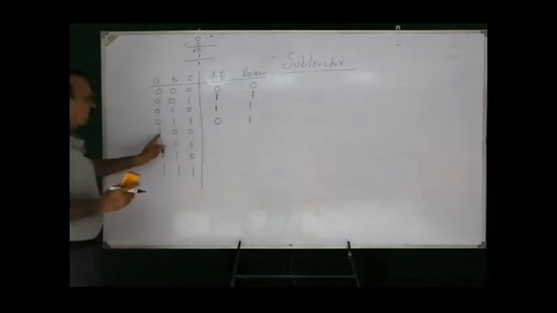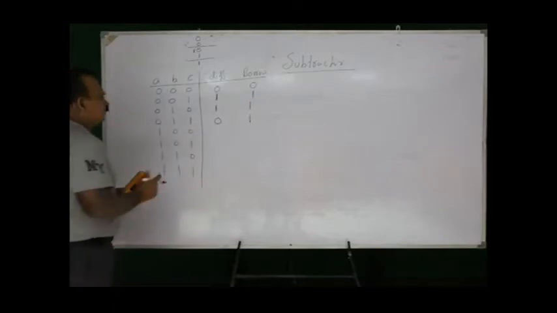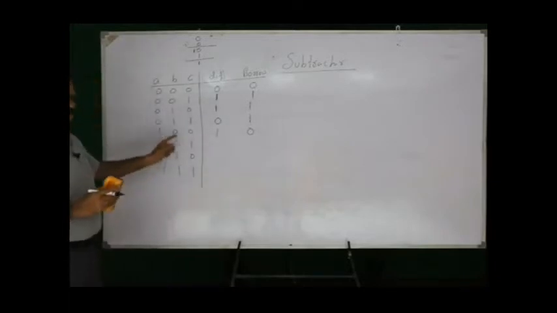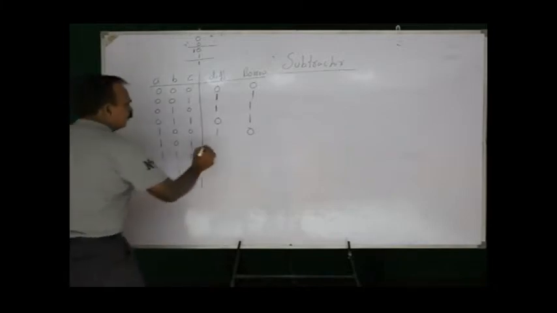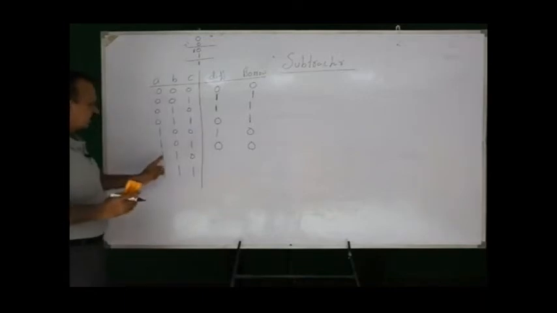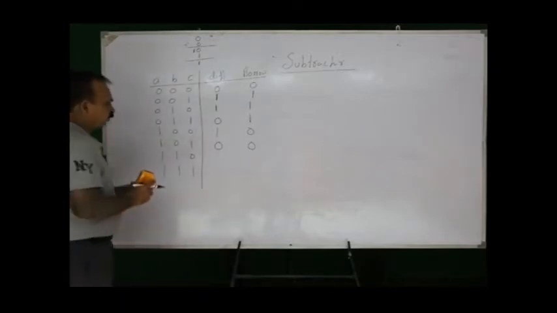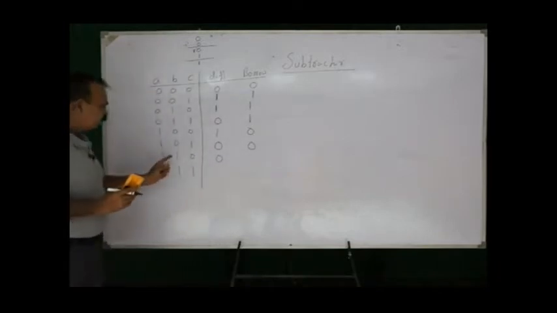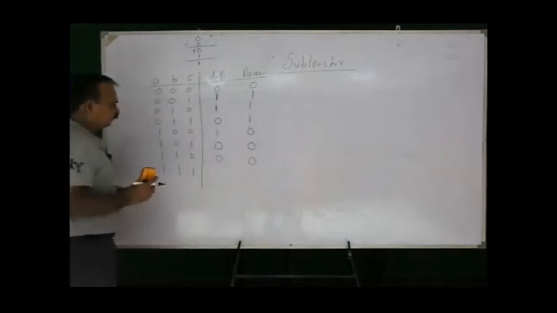Now 1 minus 0, the difference is 1, then 1 minus 0, the difference is 1. So difference is 1 and there is no borrow at all. 1 minus 0, it is 1, then 1 minus 1, it is 0. I hope it is 0 and there is no borrow at all. The next one is 1 minus 1, it is 0, and then 0 minus 0, it is 0. I said 1 minus 1, it is 0, 0 minus 0, it is 0, no borrow at any stage.